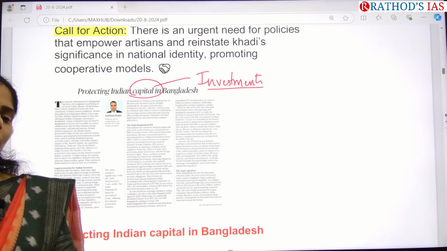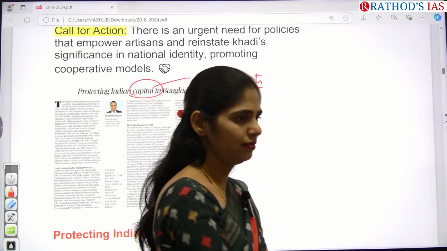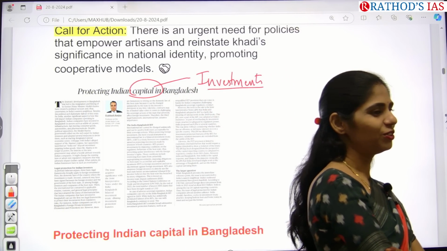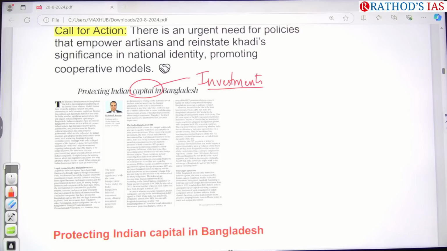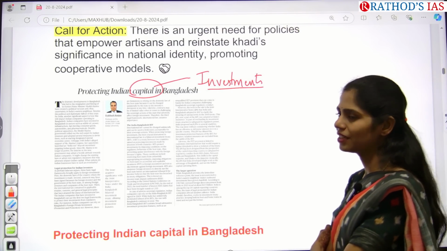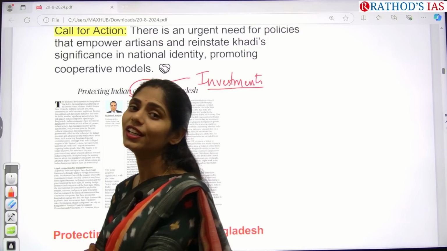Okay, FTA can be implemented. Next. Sign more treaty. With whom now? If the government comes. But what about the investment which is already made in Bangladesh? What about the future of the investment already made?